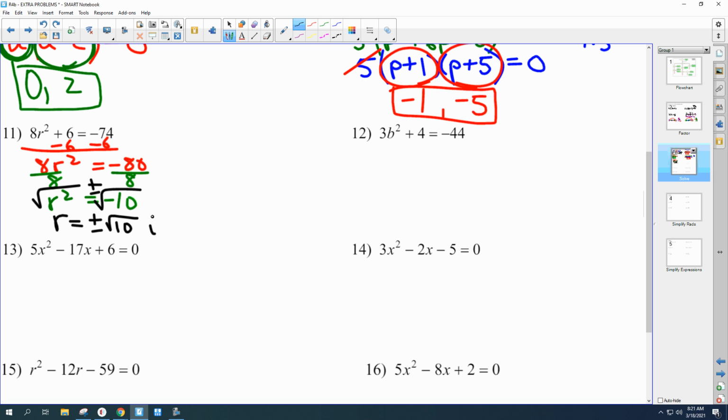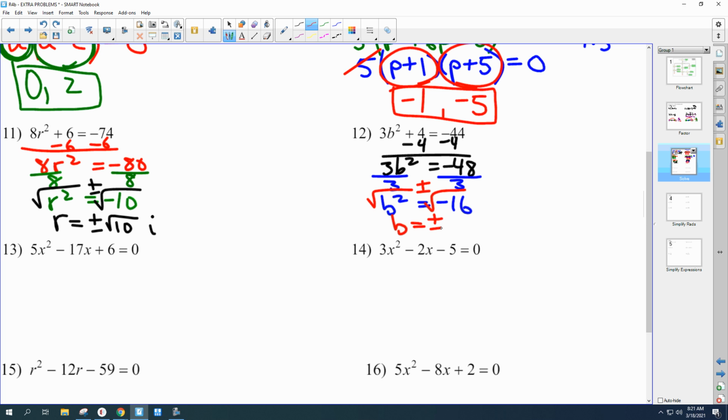Number 12 is the same type of problem. Let's subtract 4, 3b squared equals negative 48. And divide by 3. So b squared equals negative 16. Square root both sides, plus or minus. And b is going to be equal, I know the square root of 16 is 4. So don't forget about the ones that you know. The square root of a negative is going to be imaginary. That's plus or minus 4i. So keep in mind what that means. It means your answers are 4i and negative 4i. We say plus or minus.